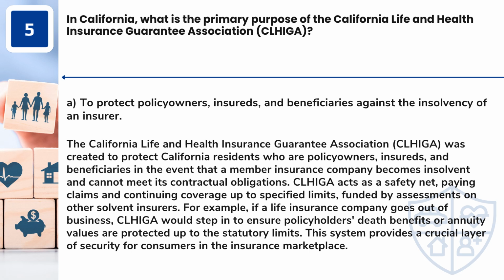CLHIGA acts as a safety net, paying claims and continuing coverage up to specified limits, funded by assessments on other solvent insurers. For example, if a life insurance company goes out of business, CLHIGA would step in to ensure policyholders' death benefits or annuity values are protected up to the statutory limits. This system provides a crucial layer of security for consumers in the insurance marketplace.